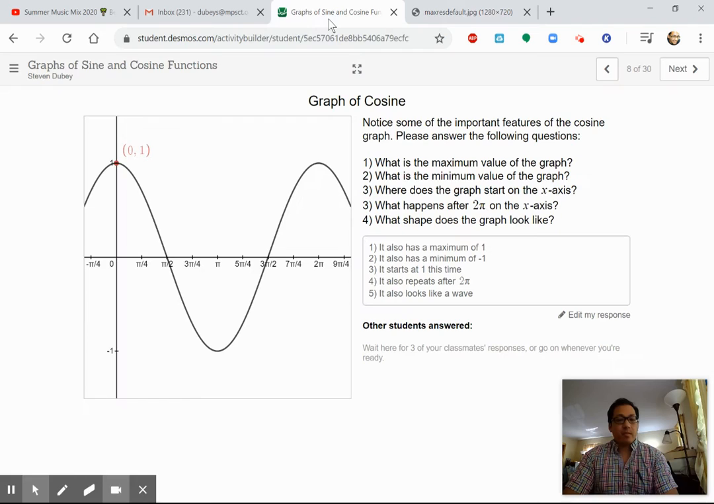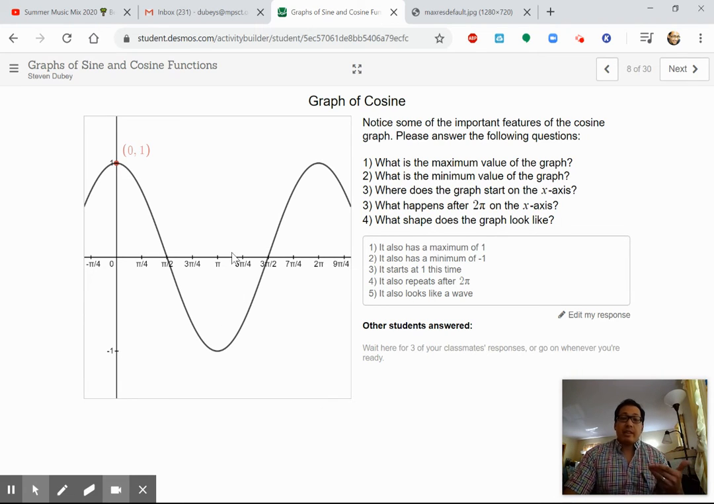Okay, so let's go back here and take a look at this cosine function. So I answered some of these questions, and you can check, how did you answer them? But hopefully you noticed it also has a maximum of 1. If you think of the x-coordinate as you go around this unit circle, the highest value is 1, and the lowest value is -1. So very similar to the sine function.